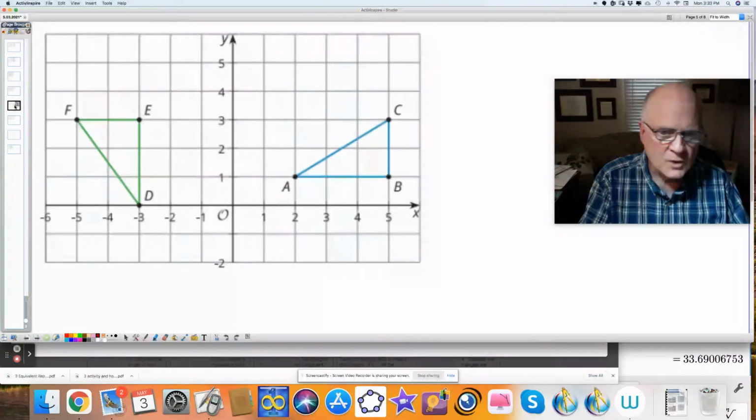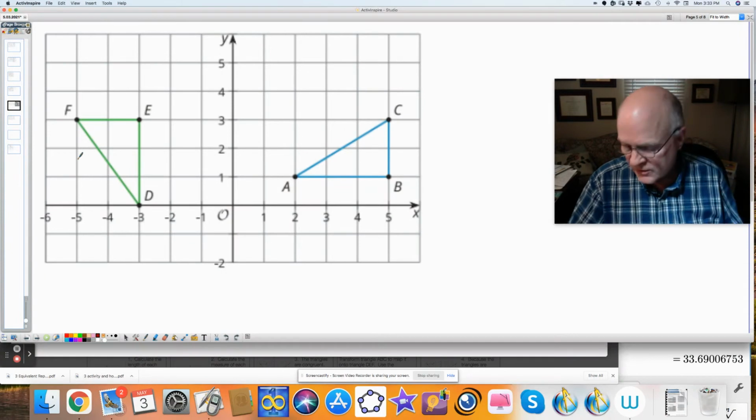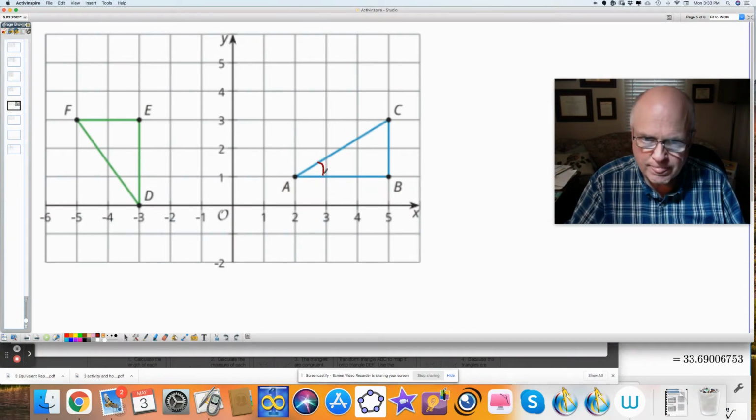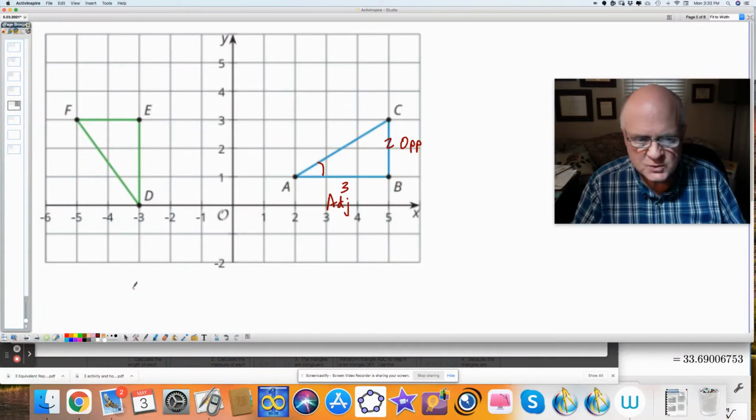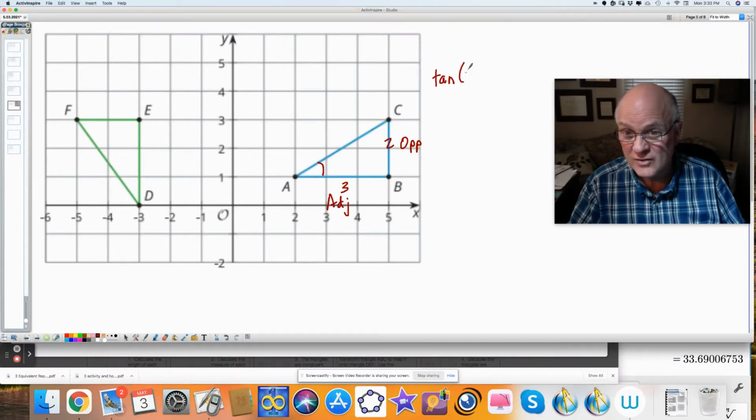So if we go to our triangles here, from angle A, this would be the opposite side, and it's 2. And this side is 3, and this would be the adjacent leg. So which of our trigonometric ratios will do that? Is it SOHCAHTOA? It's the tangent. The tangent of the angle A degrees is equal to the ratio, 2 over 3, opposite over adjacent.